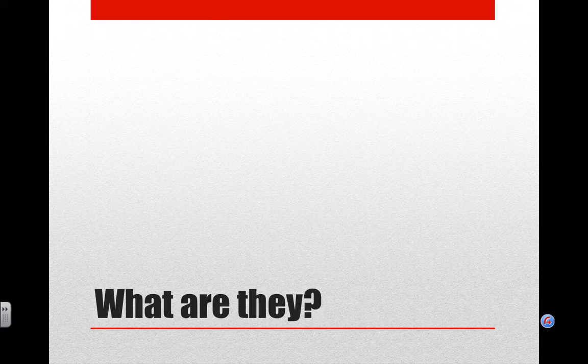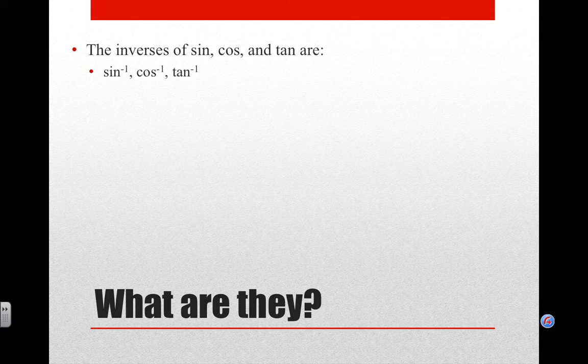All right, so first of all, what are they? Really brief. They are the inverses, obviously, of sine, cosine, and tangent. They look like this on your calculator: sine to the -1, cosine -1, tangent -1. However, that's not really -1. That actually indicates inverse for us.